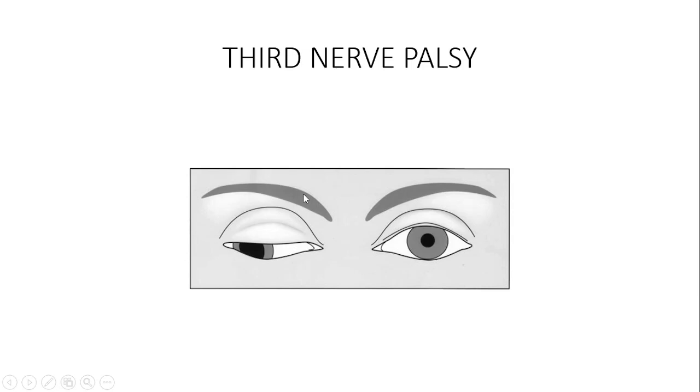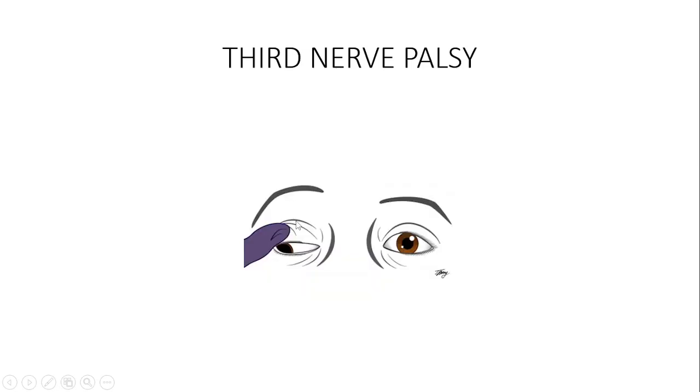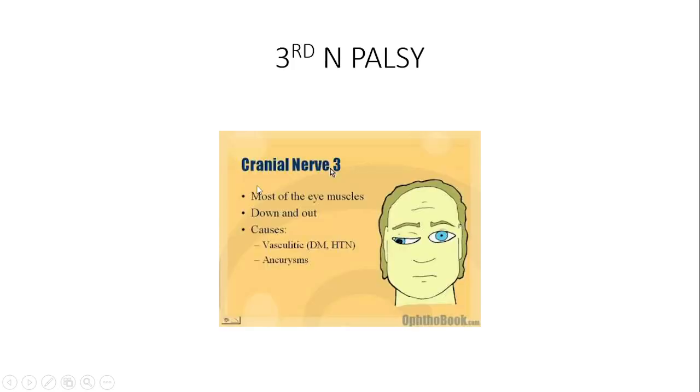That's the right eye. Look at a second picture. The eyeball is down and out. It's not only depressed downwards, but it's gone out. Let's look at the third picture. The eyeball is depressed downwards and it's gone out.